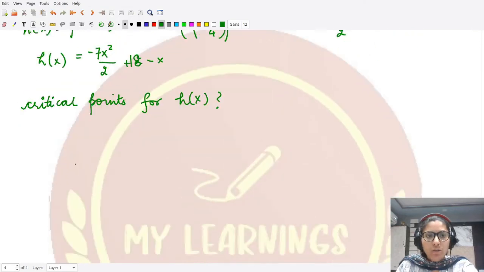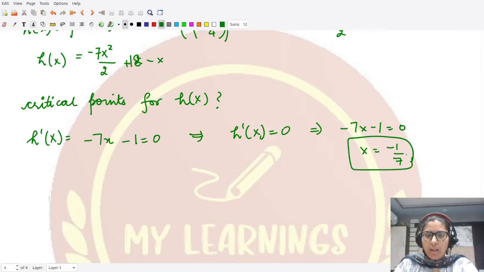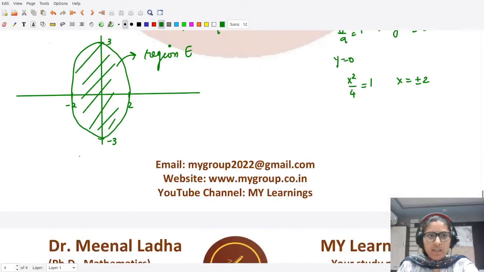Now in order to determine the critical points, we'll first calculate the derivative of this function. It is minus 14x by 2, or you could simply write minus 7x minus 1, equal to 0. So when you set this equal to 0, the value of x is minus 1 by 7. This is the critical point for this particular region. And here what is the range for x? Your x here varies from minus 2 to plus 2. That is the maximum range for this function.